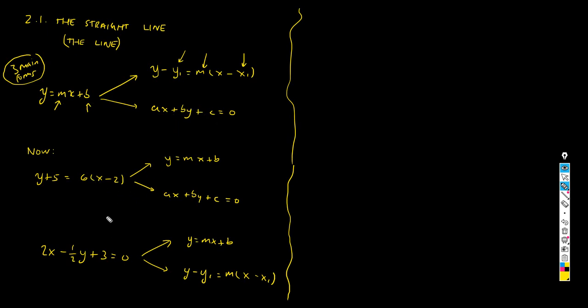I'm going to show you two examples of how to go from the point slope to each of the other two, and from the general to each of the other two.